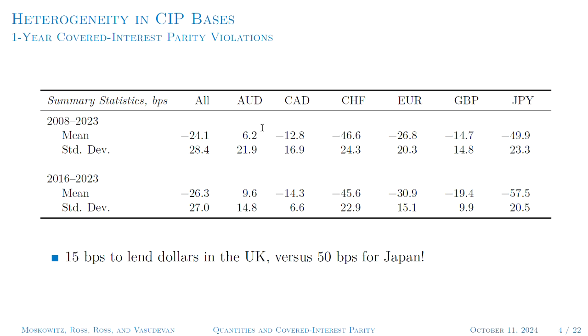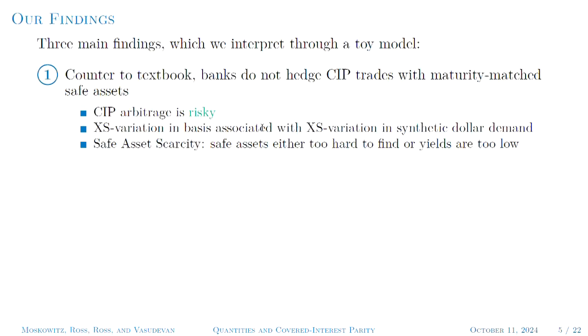But if we focus on the last two columns, you can see that the basis is negative, about negative 15 basis points against the British pound, and about negative 50 basis points against the Japanese yen. And so it's puzzling that they're not equivalent, because what that means is that someone can earn 15 basis points to lend dollars in the UK versus 50 basis points in Japan. You would think that you would want to lend your dollars where you can earn the most. So this is the puzzle that we're trying to answer and address in this paper.